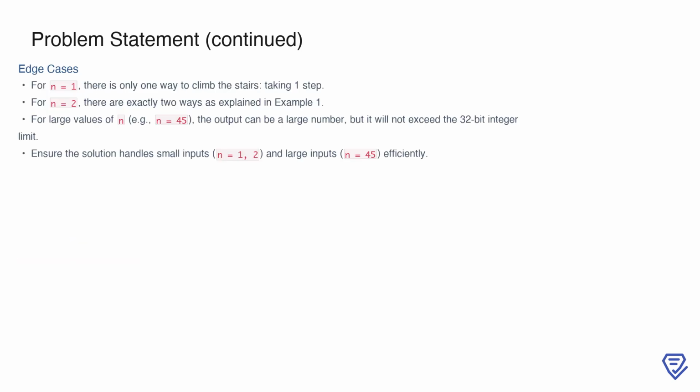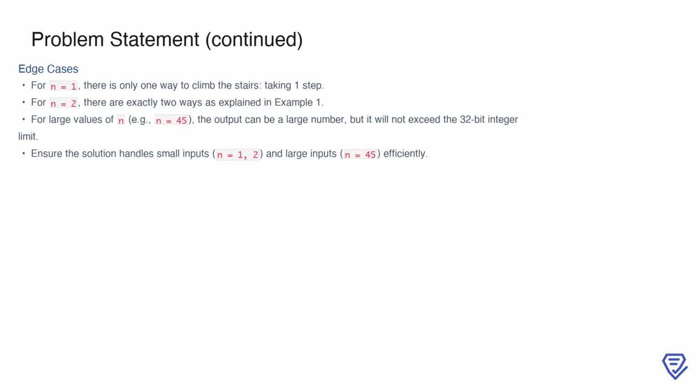For edge cases, consider the smallest input, where n is 1. In this case, there is only one way to climb the stairs, which is by taking a single one-step move. For n equal to 2, as we discussed earlier, there are exactly two ways to climb the stairs, either two one-step moves, or one two-step move.